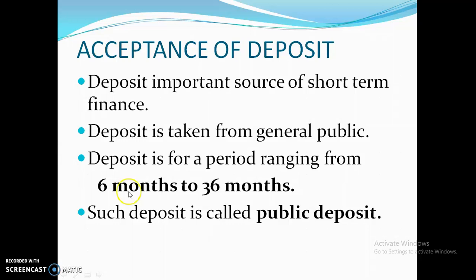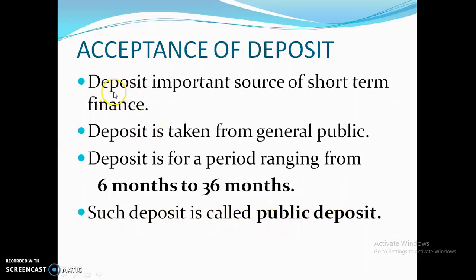Let me brief you about public deposit. Deposit is a source of short-term finance. Deposit is taken from the general public. Deposit is for a period of minimum 6 months and maximum 36 months, that is 3 years. Such deposit is called public deposit.